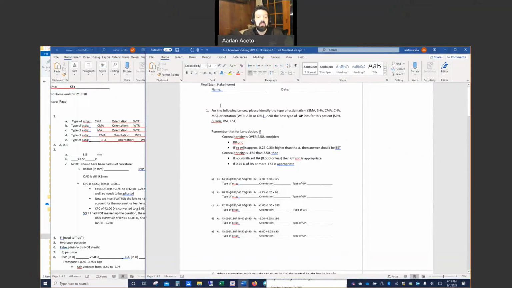Now, first one was I wanted to see if you could identify types of astigmatism: simple myopic, compound myopic, simple hyperopic, compound hyperopic, or mixed, the orientation, and essentially what would potentially be the best GP for this patient. And remember, there's a little cheat sheet here. If the corneal toricity is over 2.5, it's bitoric. And if the RxSil is about a quarter to a third higher than the delta K, then the answer should be back surface toric for tests and quizzes and stuff like that. If you just give me bitoric, I'll be happy.